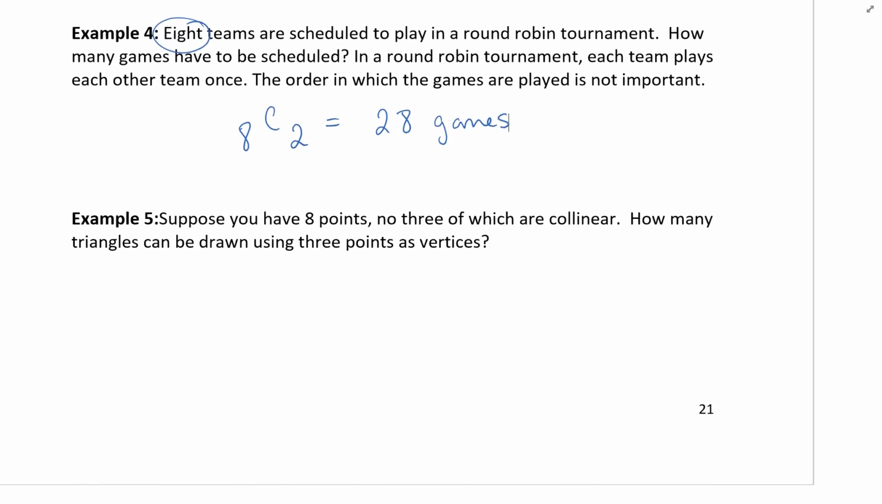Example 5, suppose you have 8 points, no 3 of which are collinear. Collinear means sitting along a straight line. So that would be 3 collinear points, for example. So we've got 8 points, and then no 3 of which are collinear. How many triangles can be drawn using 3 points as vertices? So when we're looking at that, if I have points all over the place, drawing a triangle would be connecting the points like that.